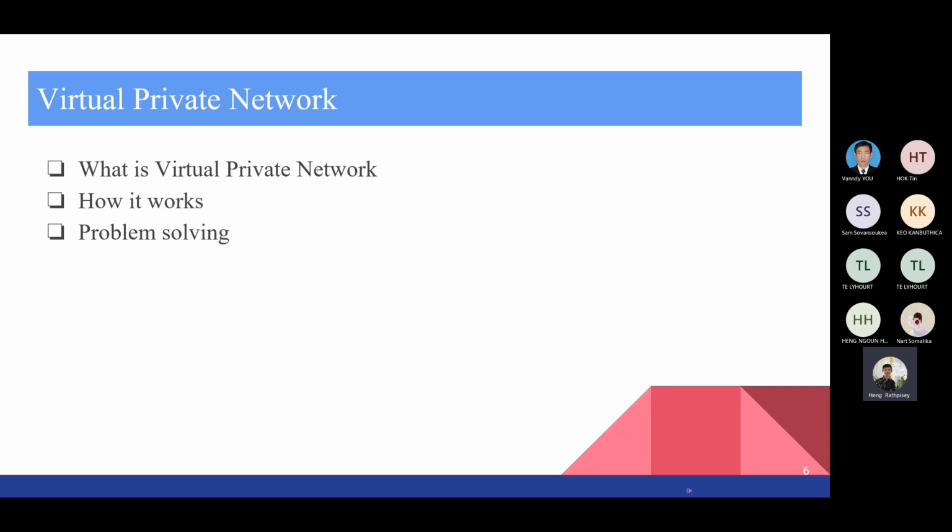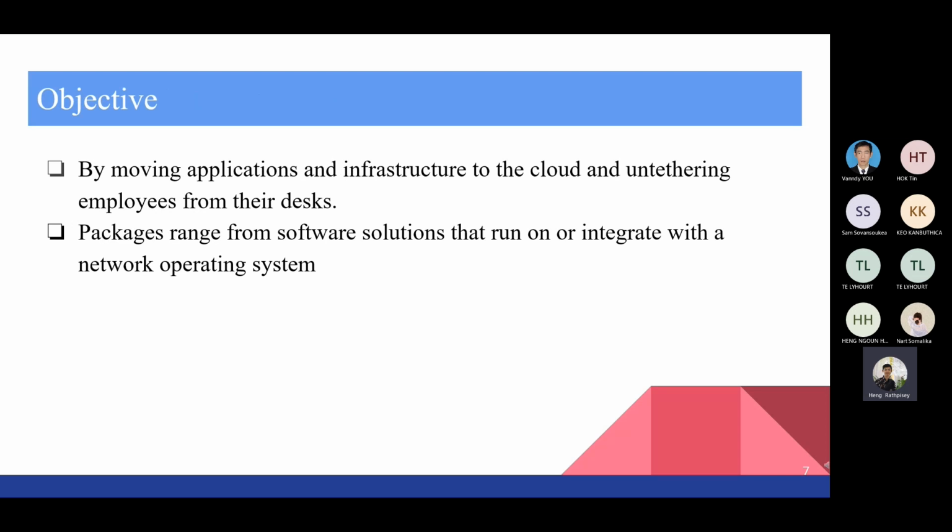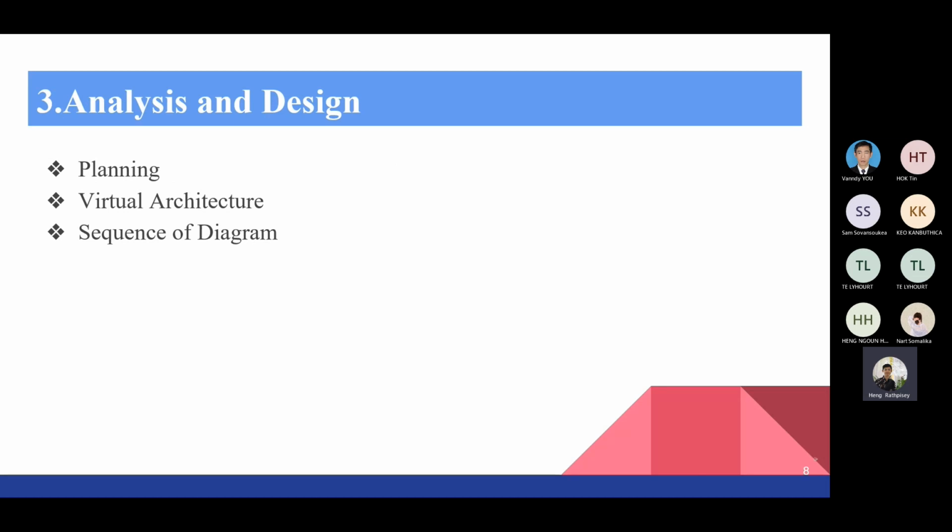So problem solved. After we see the importance of a private network, we can solve this whole problem for the employees, and we can install the package for the solution that can run integrated with the network operating system. Let's move to part 3, analysis and design.